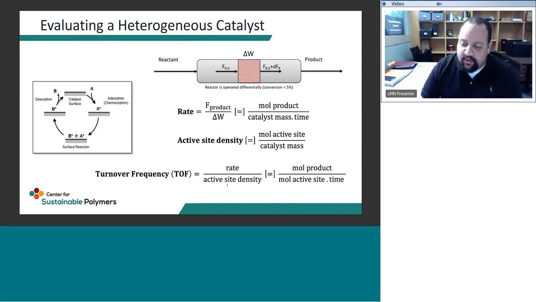And so what that'll tell you is how many turnovers you have per unit time. So dimensionally it's a frequency, but in terms of units you've got moles of product forming per mole of active site per unit time. And given that this turnover frequency is how we really want to compare catalysts, it's critical that we be able to determine the active site density. And that's where catalyst characterization comes in.